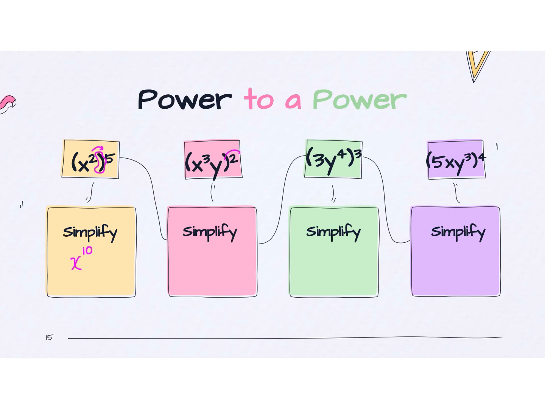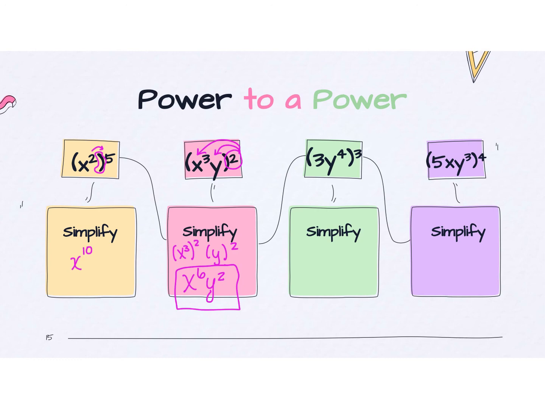Let's move on. I have 2, which is going to go to the y, and then it's going to go to the x. So what do I have? I have x to the power of 3 raised to the power of 2, and I have y to the power of 2. When I simplify that, I have x to the power of 6, y to the power of 2. That's my answer here, folks. Go back, take a look, see where your questions are. Come back and join me when you're ready.